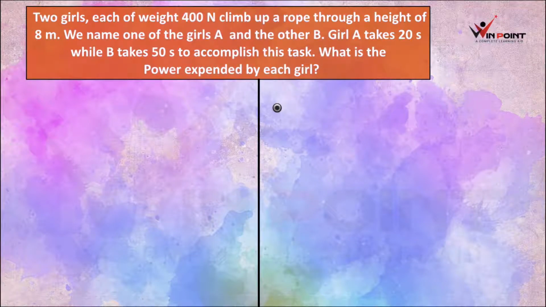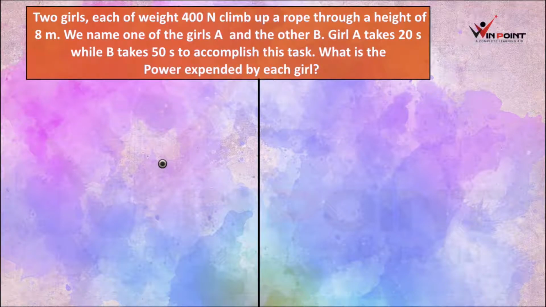Here, two girls are climbing a rope. The height is 8 meter and their weight is 400 Newton. Girl A is taking 20 seconds to complete the task and girl B is taking 50 seconds to complete the task. We need to find the power of each girl.